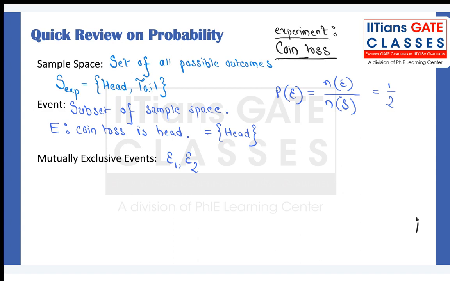When can you claim that two events are mutually exclusive? Two events that do not happen in parallel. Okay. So if you toss a coin and you get the value of head, let's say E1 denotes the coin toss is head and E2 denotes the coin toss is tail. Are E1 and E2 mutually exclusive?